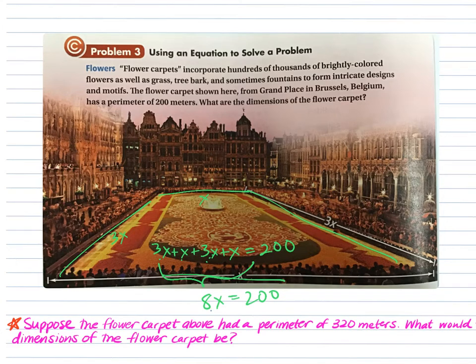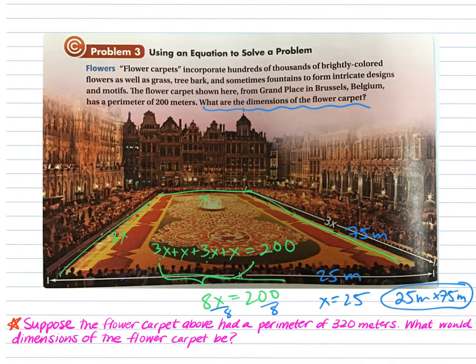So we can divide both sides by 8 to get x alone. And 200 divided by 8 is 25. So if x is 25, let's look back to the actual question. What are the dimensions of the flower carpet? That means this is 25 meters. And then 3 times 25 is 75, so this is 75 meters. So the dimensions are 25 meters by 75 meters. Not too bad, right?